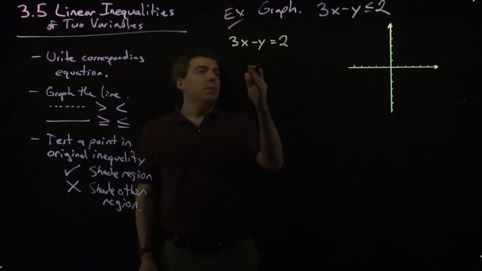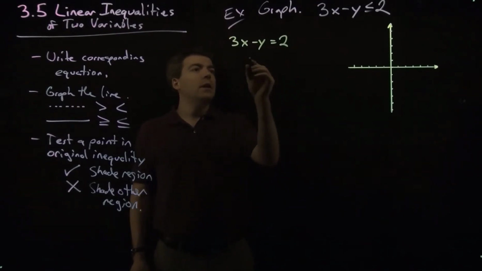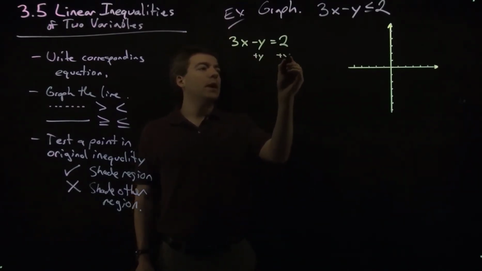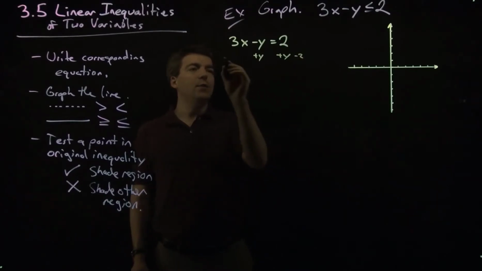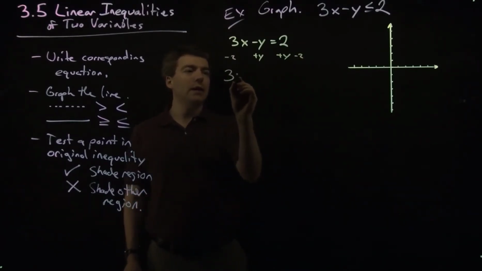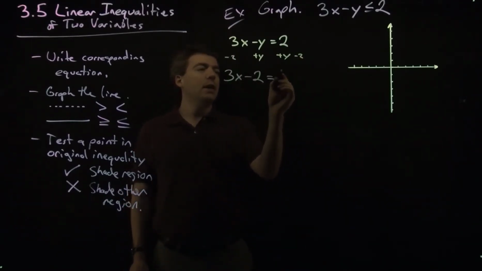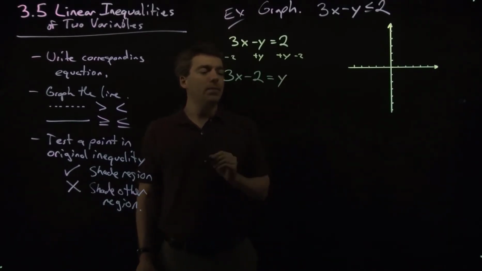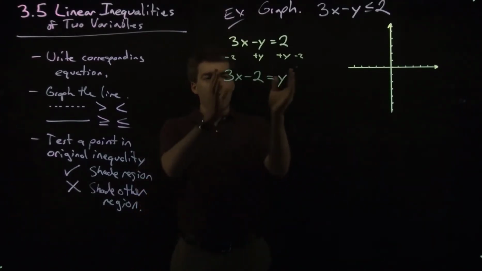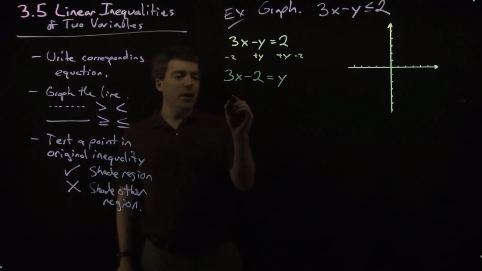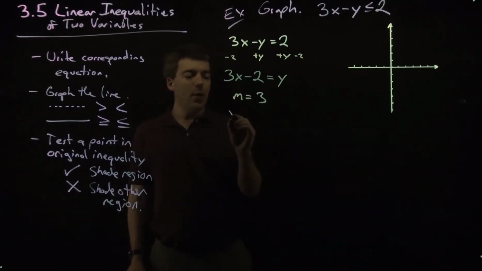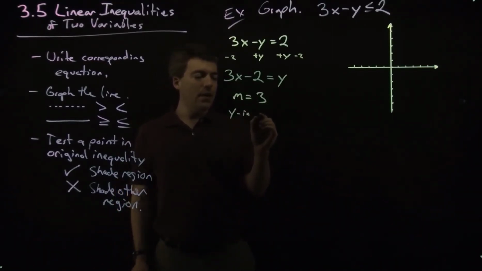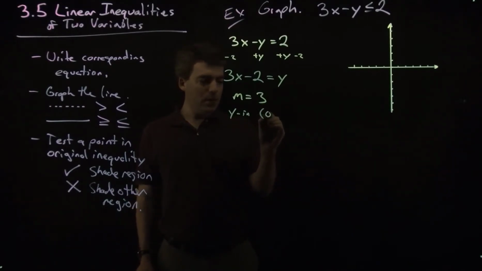So let's see. Let's go ahead and move the y over, plus y, and we'll subtract the 2. So we get 3x minus 2 equals y. So this is the graph of a line. It has a slope of 3 and a y-intercept of -2.